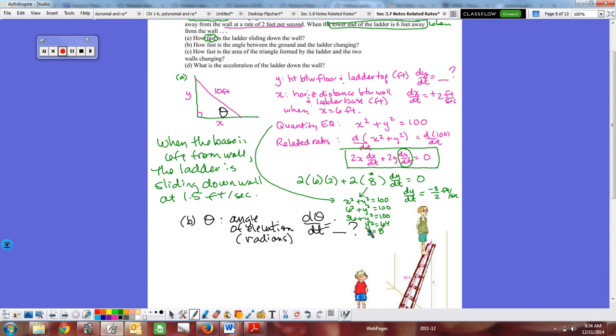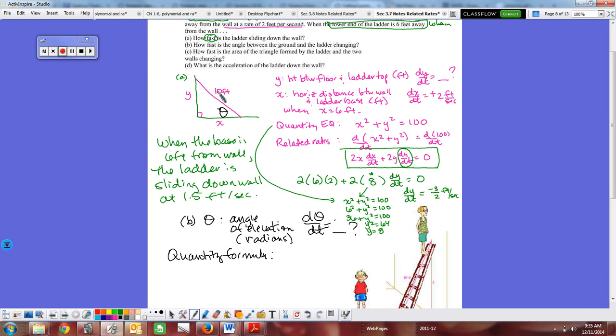So our variables, we still have x, y, 10, and theta. So now our job, we want to find a quantity formula that relates theta to some of the information that we already have. And I would probably try not to use the y, because you're given a rate that is about x. So I would probably try to do theta and x together.